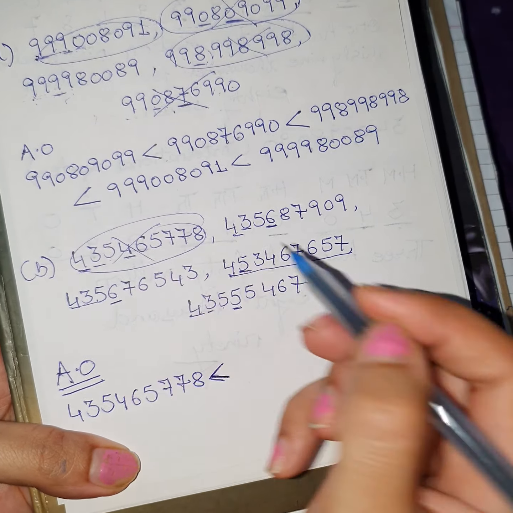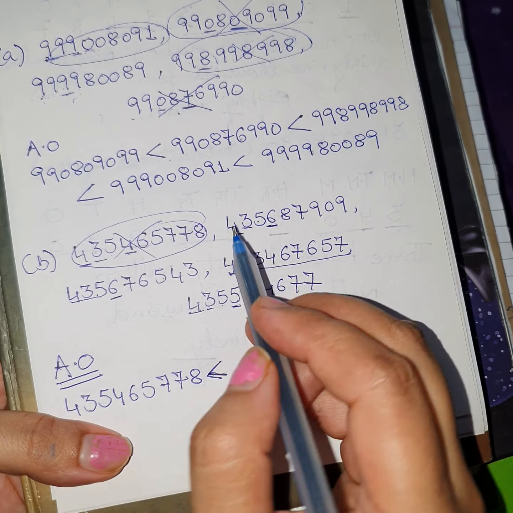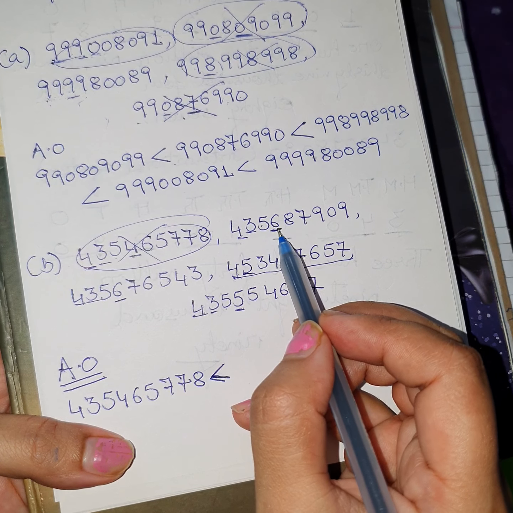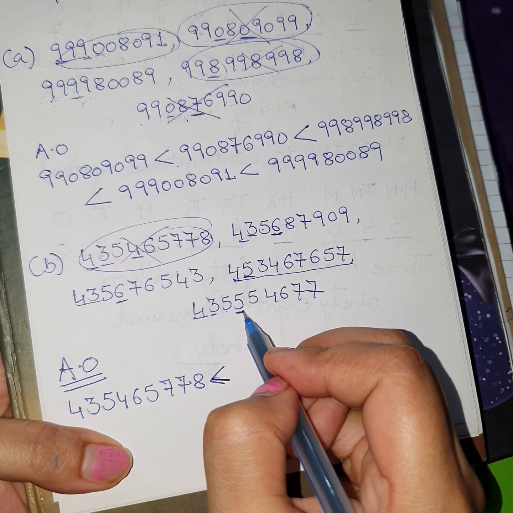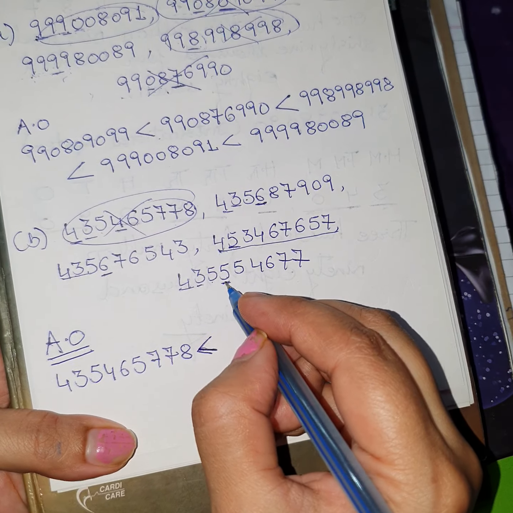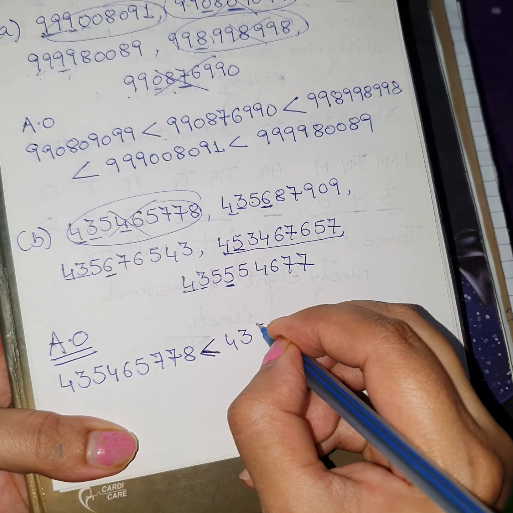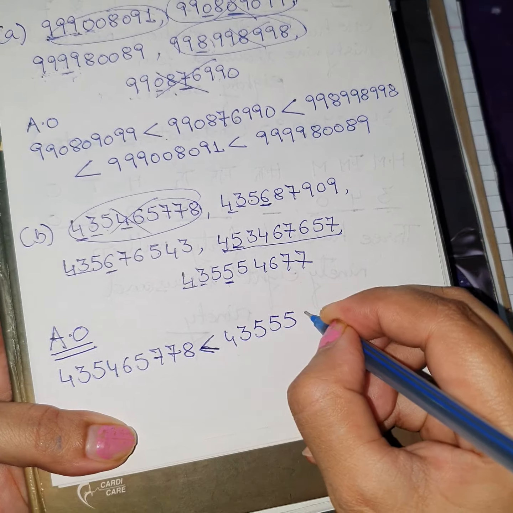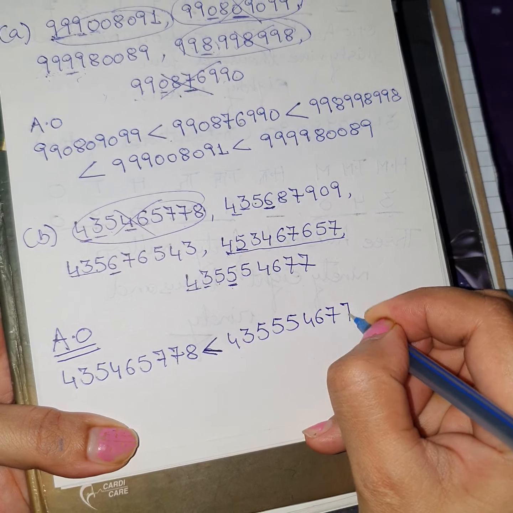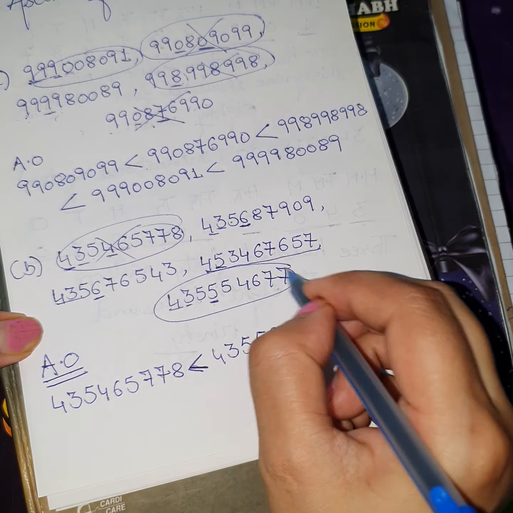Now this one is out of the series. Now which is remaining? These 3 numbers, because this will come at the last. See the fourth digit 6, 6, 5. So 6, 6, these both are equal, so we will take the smaller number, that is 5. So the next number will be 4, 3, 5, 5, 5, 4, 6, 7. Again you will put the sign of less than, and this number is also out of the series.